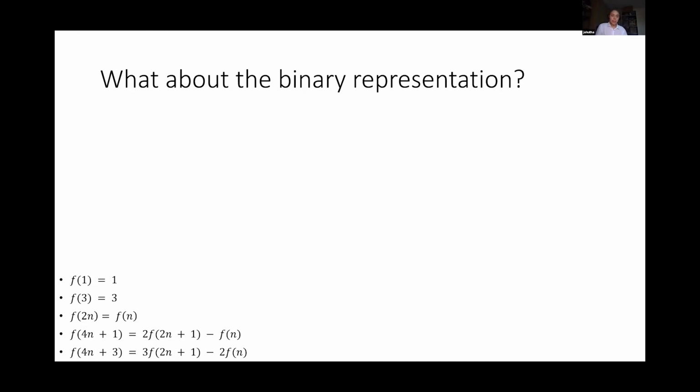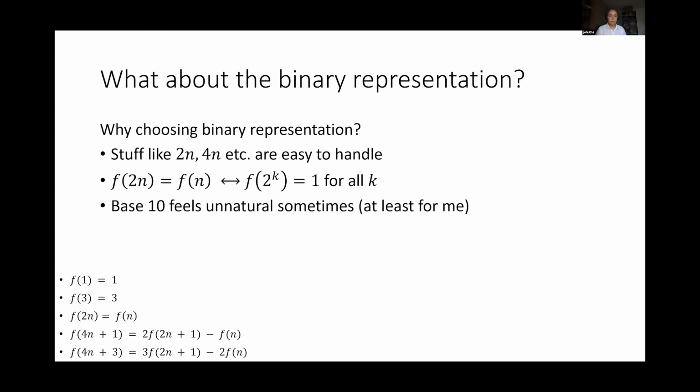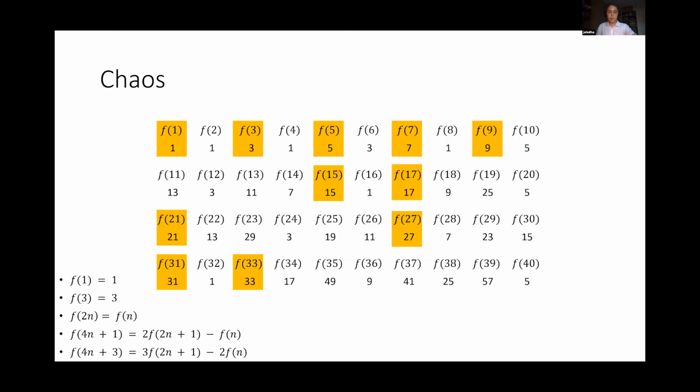Why binary representation? There are several clues in the problem that say it's maybe a good idea. Stuff like 2n and 4n is not that hard to handle. 4n is moving the binary representation two steps to the left, and then plus 1 is only adding a 1 at the end. Also, with f of 2n equals f of n, we see that f of 2^k is equal to 1. If you look at the values, f of 1, f of 4, f of 8, f of 16, f of 32 are all equal to 1. So this may be another hint.